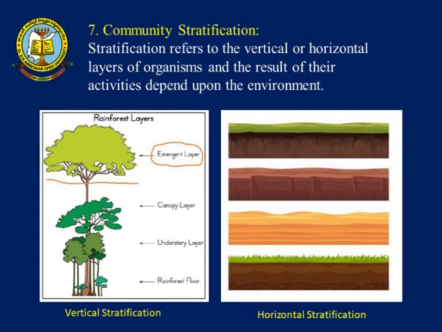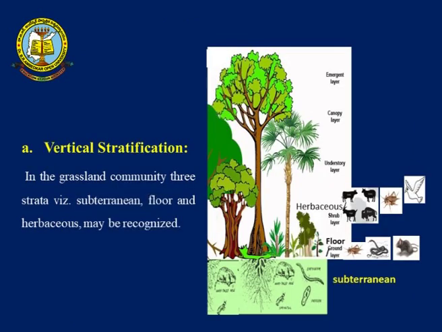Stratification refers to vertical and horizontal layers of organisms, and the result of their activities depends on the environment, that is, how they are being stratified. There can be vertical stratification and horizontal stratification. In a vertical stratification you find a subterranean layer, a floor, a herbaceous or a shrub layer, where each community or species can survive in this particular type of environment.